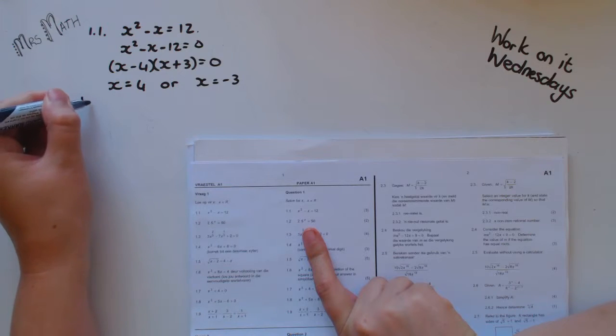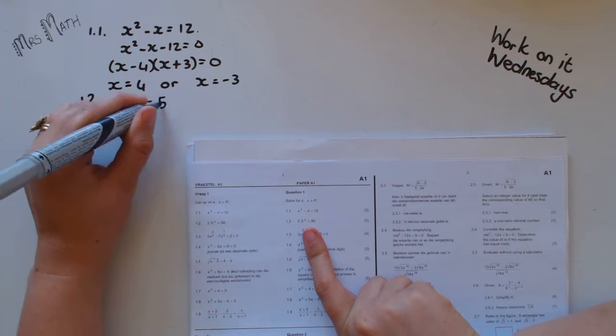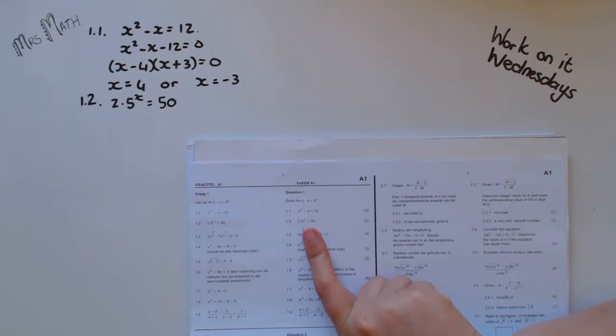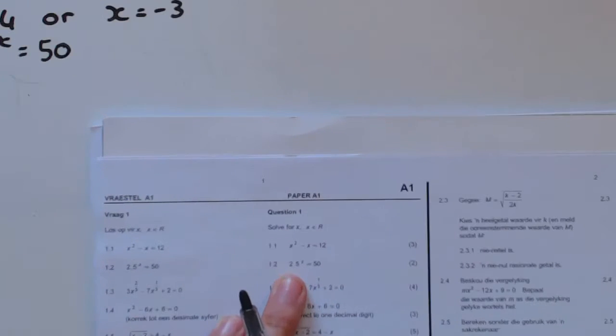Right, so question 1.2 is 2 times 5 to the power of x is equal to 50. And yet again, in Monday's matric question video, I also had something like this, but I'm just going to say that again. It looks like 2.5 to the power of x is equal to 50.